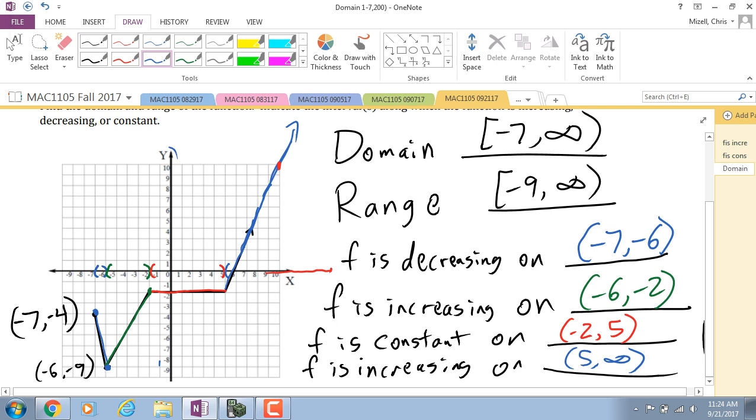So keep in mind, it's always an interval that you want to write. It's always a portion of the x-axis. Those intervals along the x-axis are the ones we're trying to describe when we're asking, is it increasing or is it decreasing? And when MyMathLab asks this, it's going to want you to put parentheses rather than the square brackets.